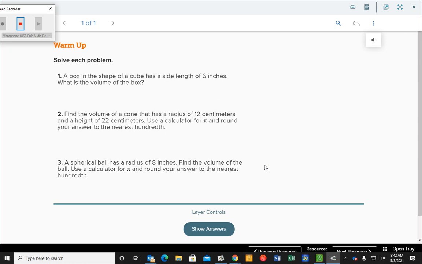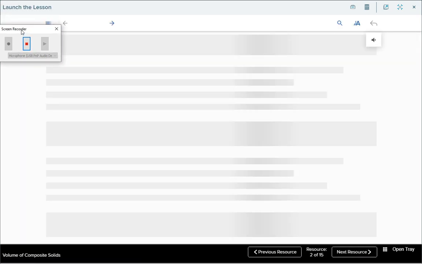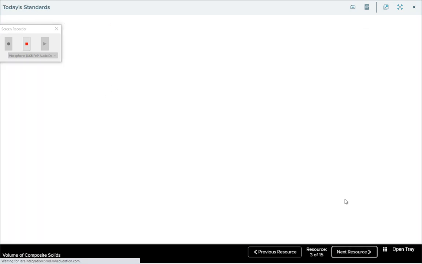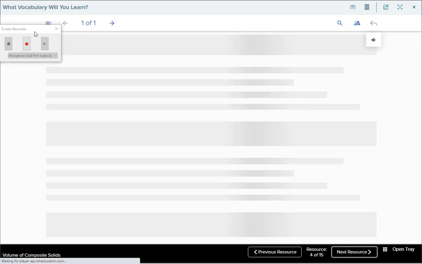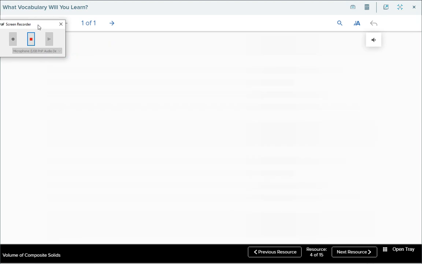If I had a cone that had a radius of 12 and a height of 22, could you figure that out? Yes. If I had a sphere that had a radius of 8 and I was going to find the volume, could you figure that out? Yes, you could. I don't need to spend time on the warm-up because I know you know how to do this stuff. So let's start with some vocabulary that you need to know.